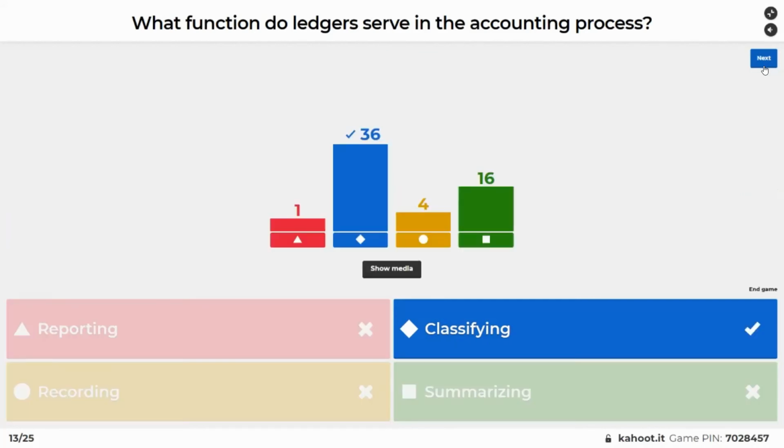Okay, so it's classifying. So recording, summarizing, and reporting. So the correct answer is classifying.